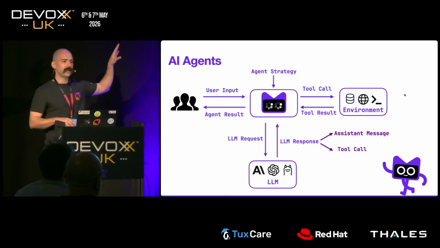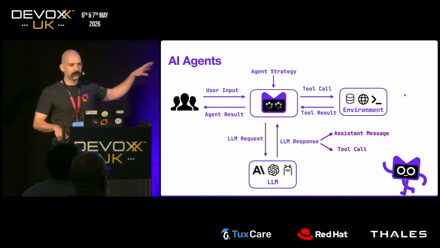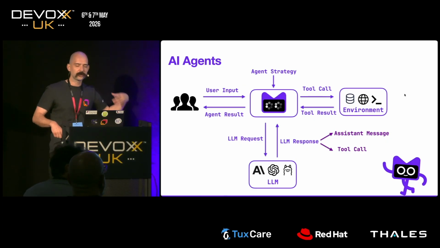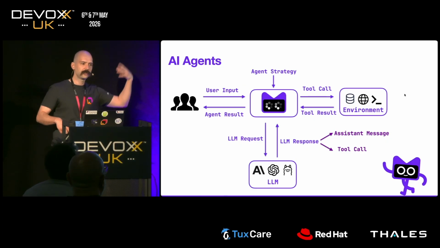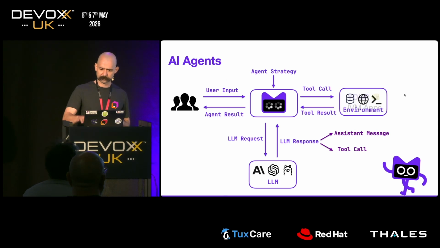And this is what we call the agent strategy. So the agent strategy is what decides if you're going to continue looping or how we are going to progress in this process of looping these tool calls and continuously sending these requests to the LLM.